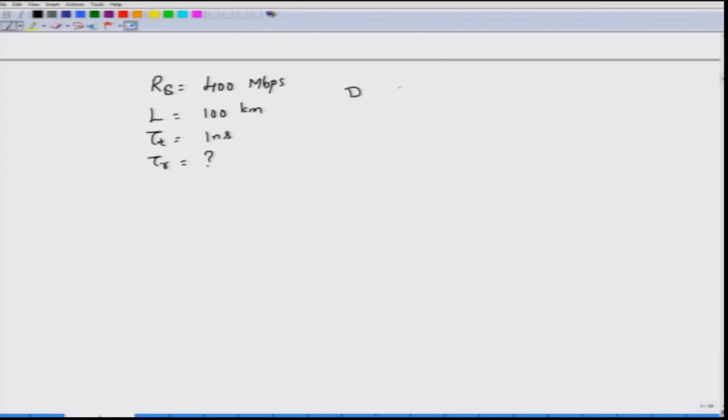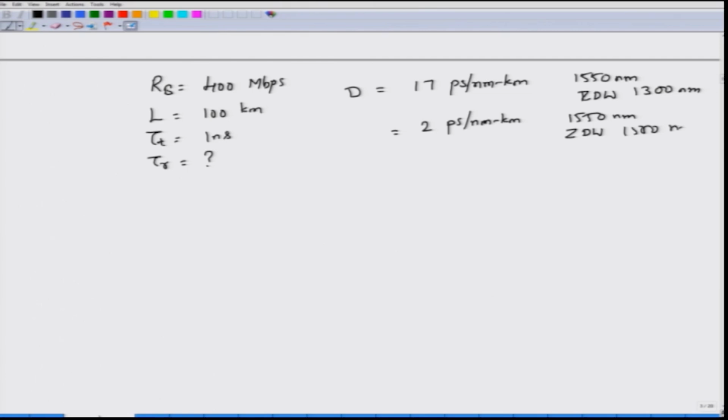Fiber dispersion for a single mode fiber is given by 17 picosecond per nanometer kilometer if I am working at 1550 nanometer with a 0 dispersion wavelength of the fiber at 1300 nanometer. Remember we talked about this in the previous module. However, this goes down to 2 picosecond per nanometer kilometer if I am working with the same 1550 nanometer operation, but the 0 dispersion wavelength has been shifted to 1500 nanometer. This fiber is called the dispersion shifted fiber, and the other is called the standard single mode fiber. So, depending on these two you can satisfy the overall rise time.